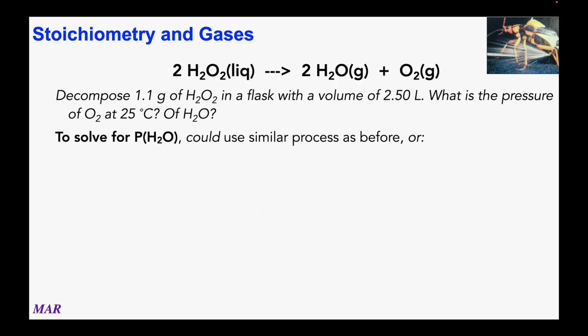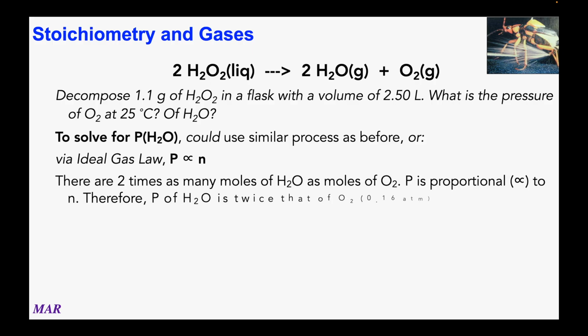For the pressure of the water, you could do the same process we just did. You'd go grams of hydrogen peroxide to moles hydrogen peroxide. You'd use a 2 to 2 ratio to turn moles of hydrogen peroxide into moles of water. And then you'd use P equals nRT over V. And that would be fantastic.